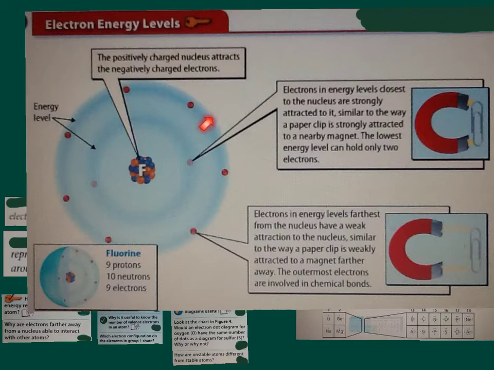So, the outer energy level, as it says here, electrons in energy levels farther from the nucleus have a weak attraction to the nucleus, similar to the way a paperclip is weakly attracted to the magnet furthest away. So the further you pull the magnet away, the weaker the attraction is on the paperclip. The outermost electrons are involved in chemical bonding. That would be these out here. These are more attracted to a nucleus that might be closer to them. Remember, the nucleus is positively charged, the electrons are negatively charged. So these electrons in the outer band, or the outer energy level, are more susceptible to be pulled towards another nucleus.